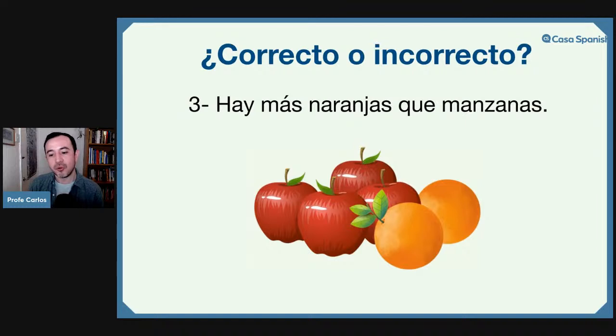¿Correcto o incorrecto? Hay más naranjas que manzanas. Remember that I being the verb haber. So it's the verb we use in Spanish for there is or there are. Hay más naranjas que manzanas.